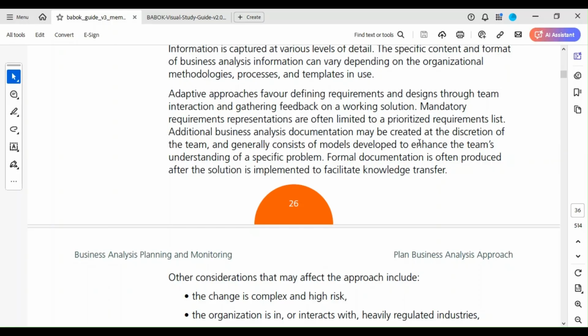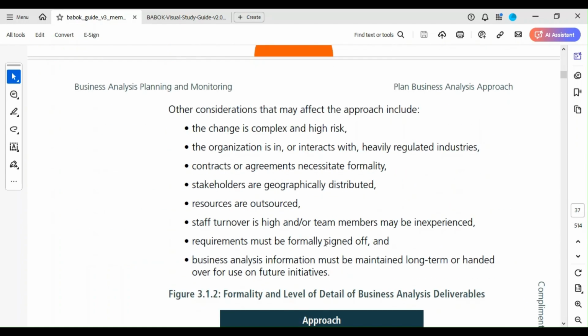Additional business analysis documentation may be created at the discretion of the team and generally consists of models developed to enhance the team's understanding of a specific problem. So whatever you do, it depends on your team's understanding of a specific problem. Formal documentation is often produced after the solution is implemented to facilitate knowledge transfer, usually your user manual, your demos, and the rest, and your acceptance criteria and stuff.